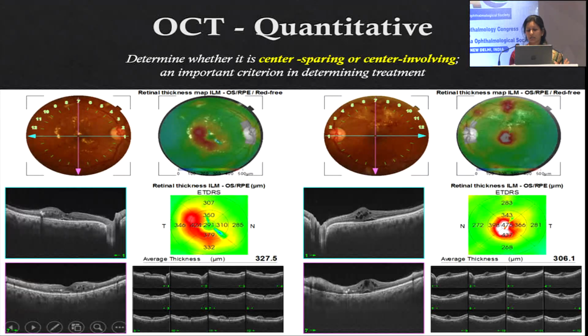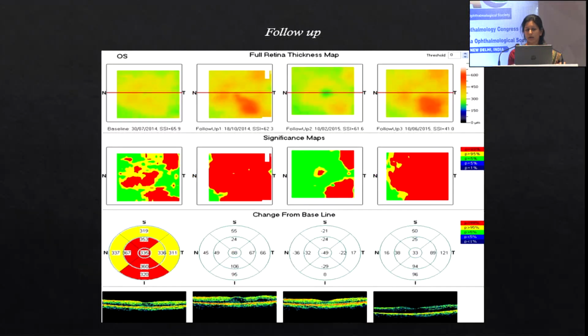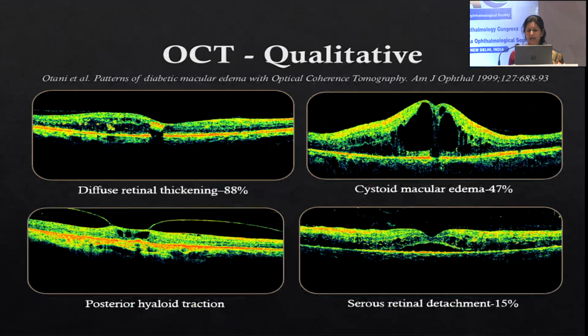Now, as you can see, these two eyes of the same patient, what we are interested in quantitatively is the central subfoveal thickness. So, this here is spared in the right eye, in the left eye it is not spared. So, this makes the distinction between center sparing or center involving diabetic macular edema, which has a bearing on our management. Of course, OCT can be used for serial follow-up, and it also gives us qualitative information regarding the type of edema. Here, currently what is important is the posterior hyaloid traction, in which case vitrectomy may be required.